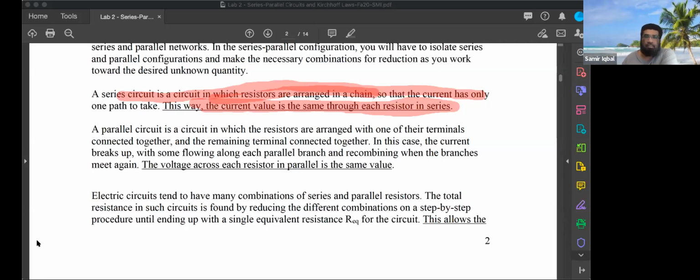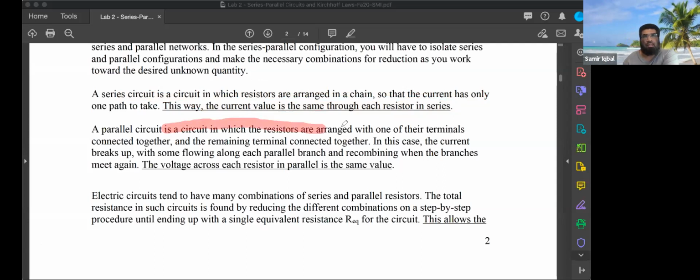So that's a simple analogy for a series connection. And for parallel, what I was talking about is that you divide one pipe flow into four, where the resistors are arranged with one of their terminals connected together and the remaining terminals connected together. So now you have one wire coming in and a bunch of wires that you distribute, and you put a resistance on each wire. And at the bottom, you may clamp them together or ground them all together.